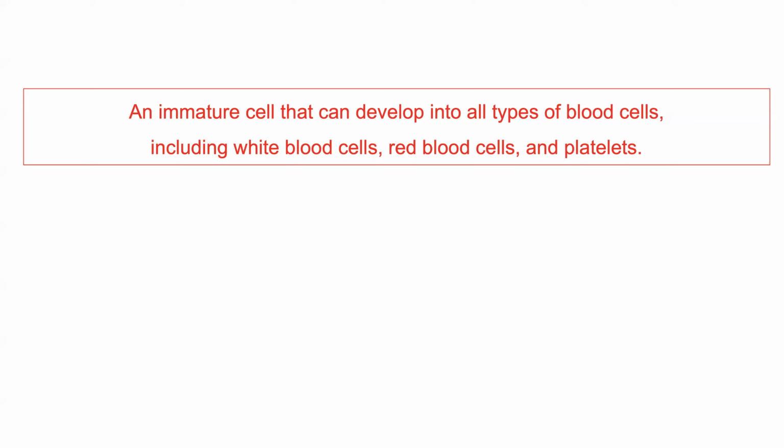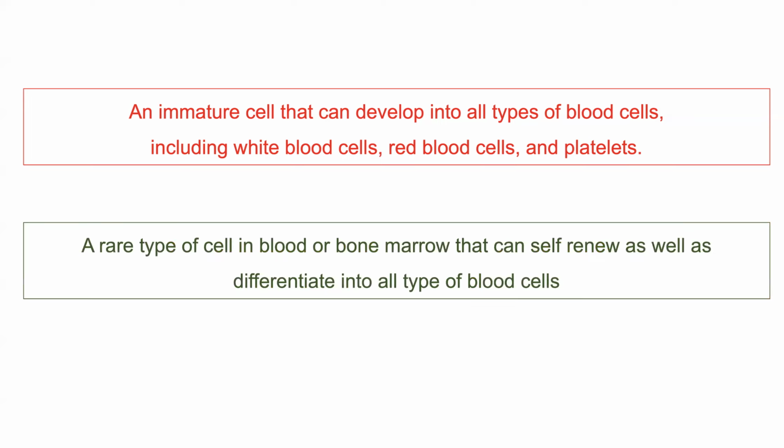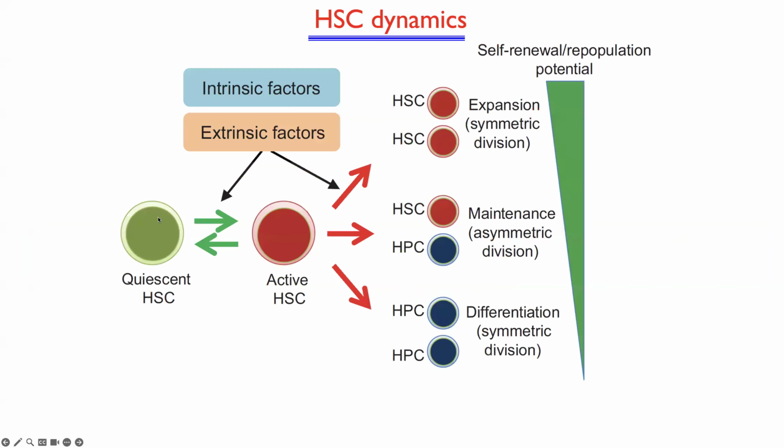So a better definition is needed, which could be that a hematopoietic stem cell is a rare type of cell present in blood or bone marrow that can self-renew as well as differentiate into all types of blood cells. The question is, how do you distinguish self-renewal from differentiation? Normally, hematopoietic stem cells are quiescent or dormant. They are in G0 phase of the cell cycle. And then they turn to active HSCs. These are the ones that can divide and differentiate and are usually in G1/S phase of the cell cycle.